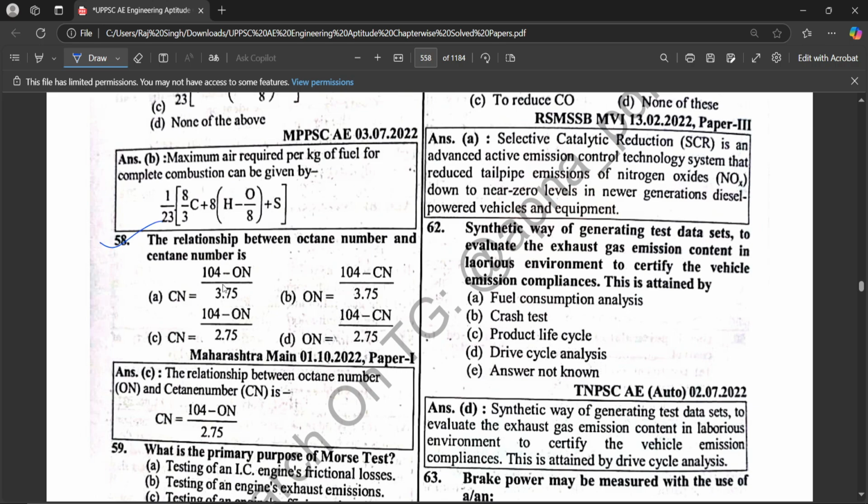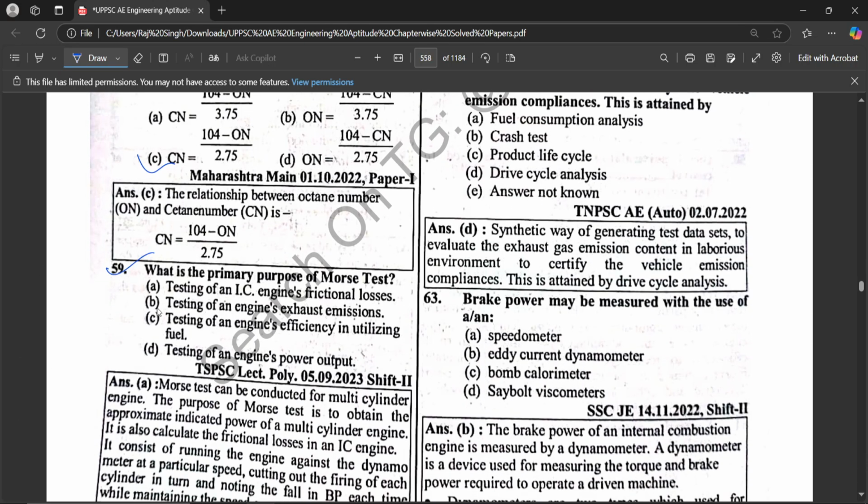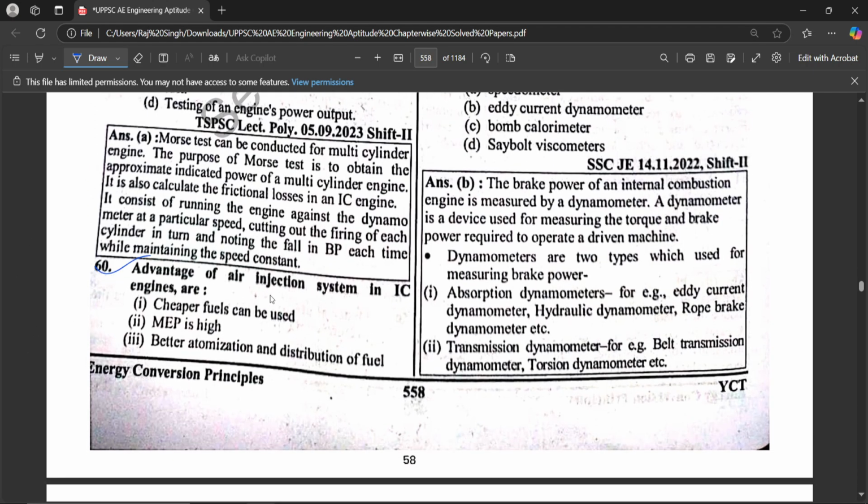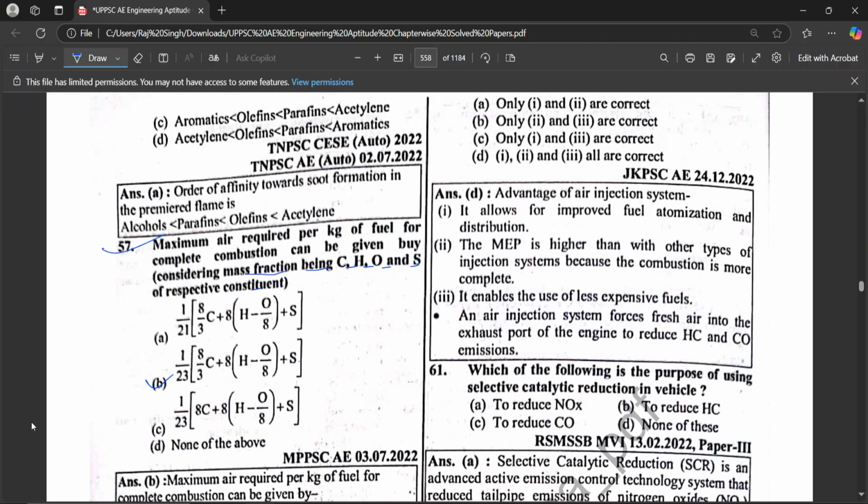The relationship between octane number and cetane number is CN equals 104 minus ON by 2.75. What is the primary purpose of the Morse test? Testing the IC engine frictional loss. Advantages of air injection system in IC engine are cheaper fuel can be used, MEP is high, and better atomization and distribution of fuel.